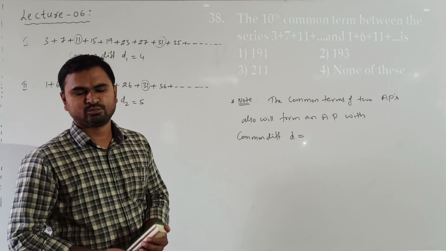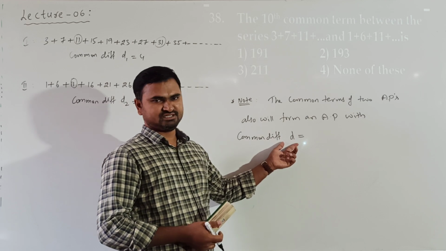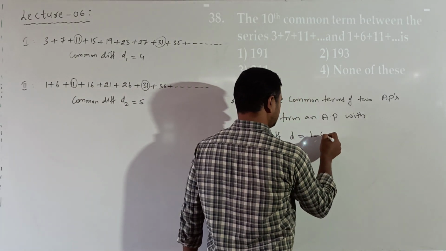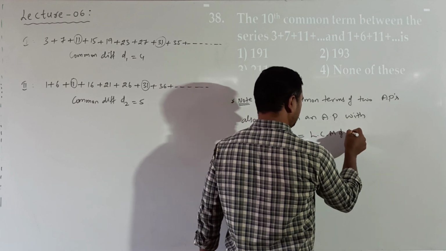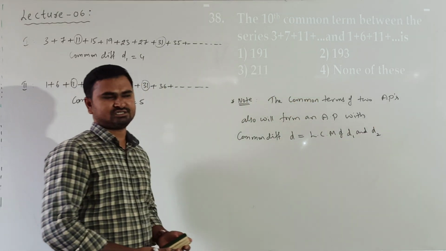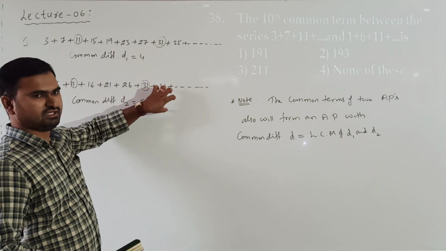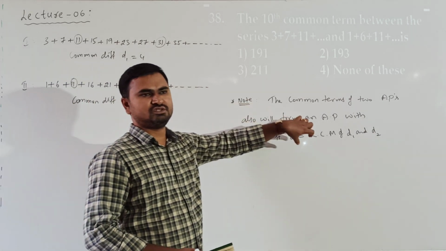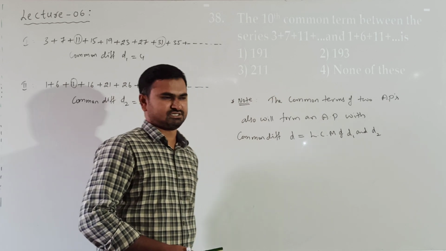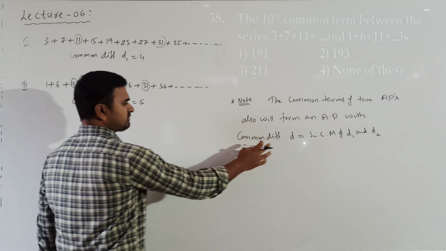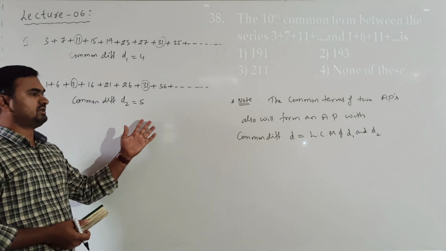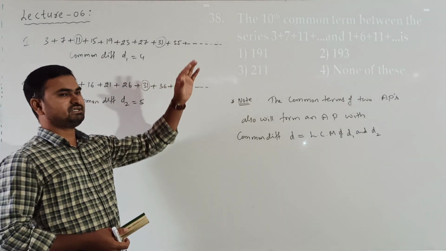So for the new arithmetic progression, what will be the common difference? It is given by the LCM of D1 and D2. For the two progressions, we are having common differences D1, D2. We have to take LCM of these two. That will be the required common difference of the new progression. So by using this formula, we can find the common difference. Now once we know first term and common difference, we can find any term that is required.